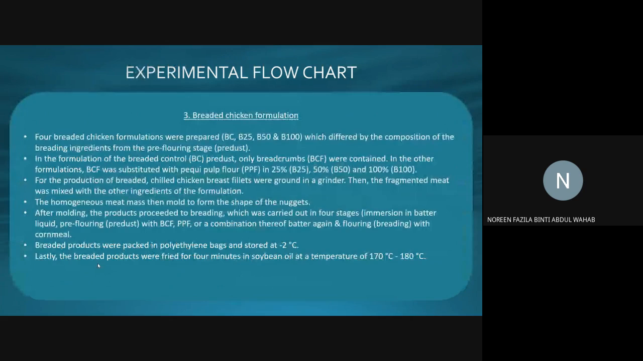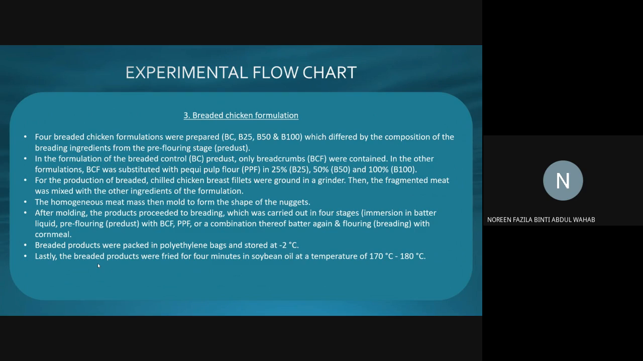The last one is the breaded chicken formulation. For breaded chicken formulation, four treatments were prepared. BC is the breaded control, B25, B50 and B100, which differed by the composition of the breading ingredients from the pre-flouring stage, which means B25 is using 25% of pequi pulp flour, B50 use 50% of pequi pulp flour and B100 is 100% using the pequi pulp flour.